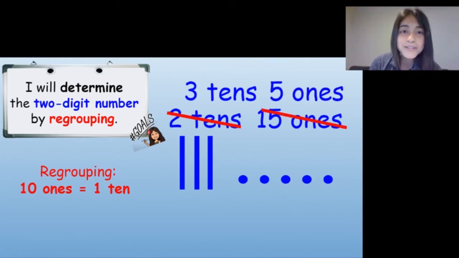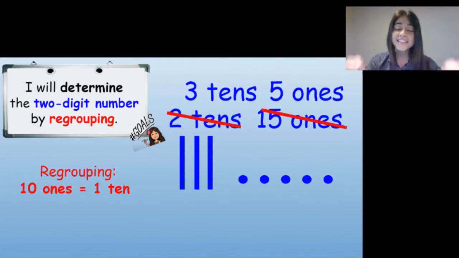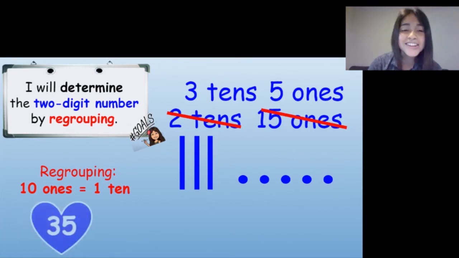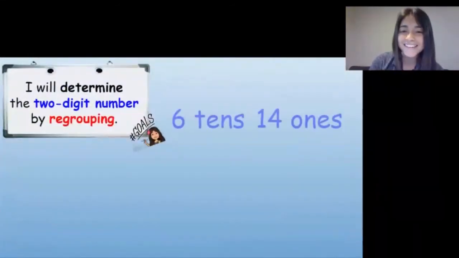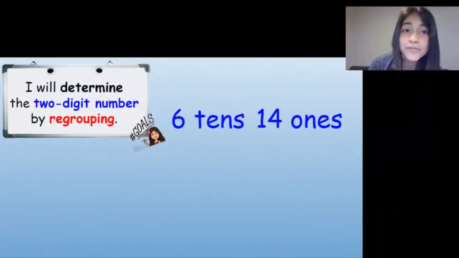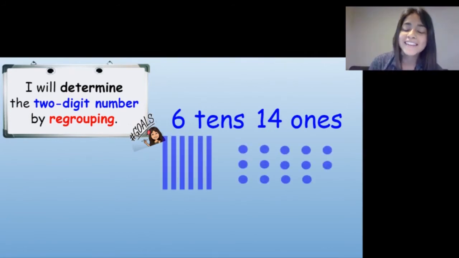Now we have to figure out our 2-digit number. What does 3 10s and 5 ones together make? Amazing, 35. Let's go ahead and try one more. I have 6 10s and 14 ones. I'm going to go ahead and draw that.